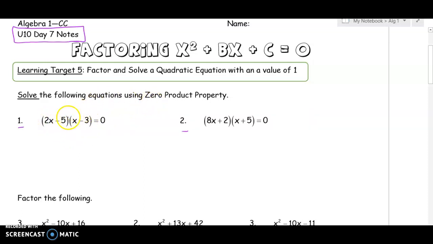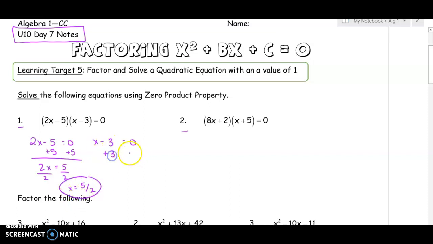When we do ZPP, zero product property, you set each piece equal to 0. So you're going to set 2x minus 5 equal to 0 and x minus 3 equal to 0. For this one, you're going to add 5 and then divide by 2. So x equals 5 halves. The other one, get rid of the minus 3 by adding it, and you're going to get x equals 3. All right, if you plug those in, you should get 0 for your answer. So you can always double check it.